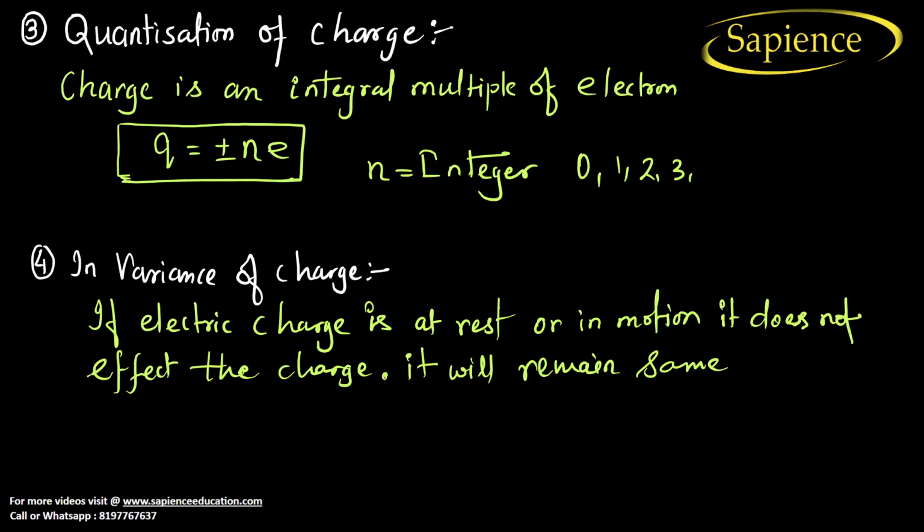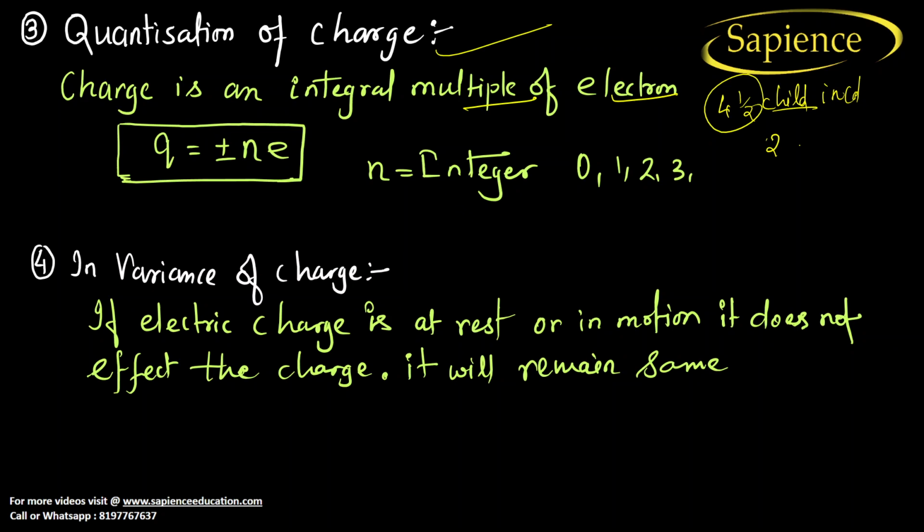Okay. Next is quantization of charge. Yes, very important. Charge is an integral multiple of the electron charge. Let us consider, you can't say that there are 4.5 children in a classroom. You can't say that, right? It means that a child is an integral unit. You can either count 1, 2, 3. You cannot say that there are 4.5 students or 5.5 persons.